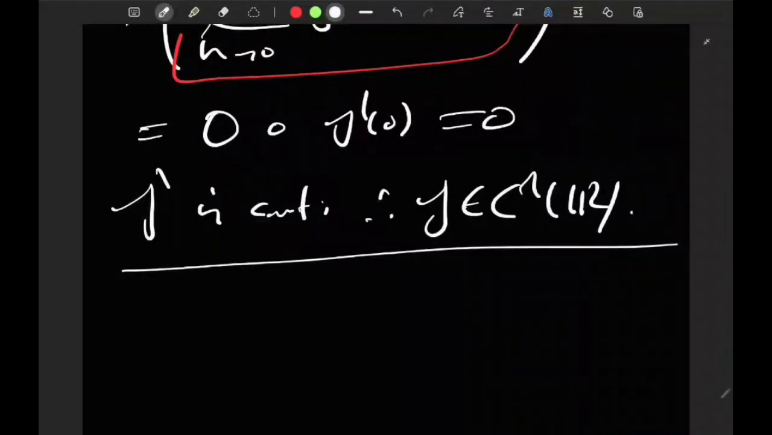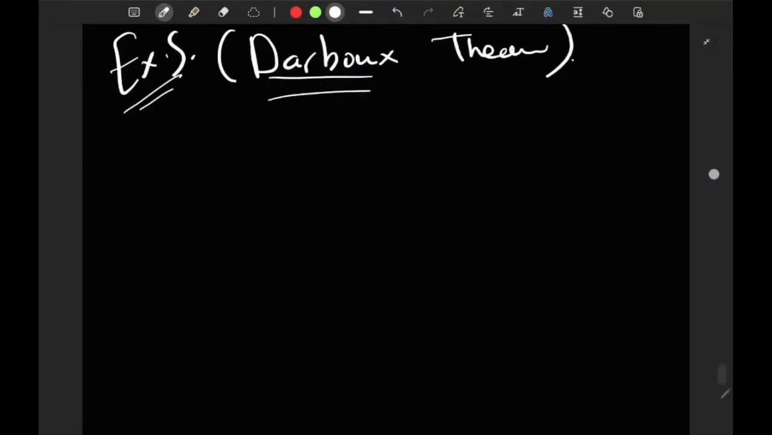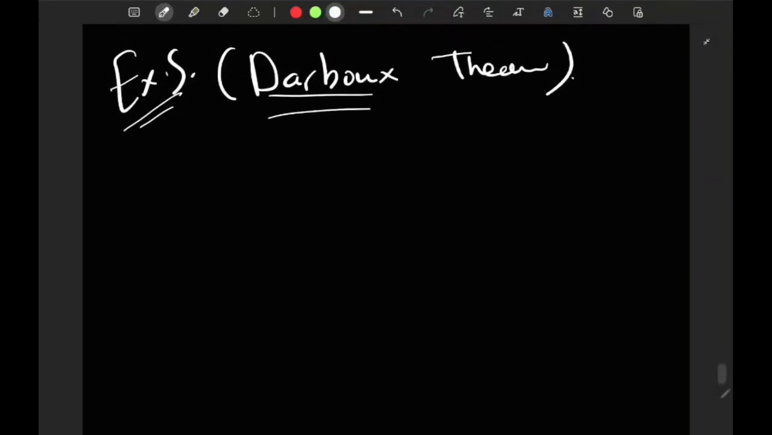Next on our list is what's mentioned here as exercise 5, and this exercise is actually a theorem. It's called Darboux's theorem, after the mathematician Darboux. What does this theorem say? More intuitively, it says that the derivative of a function satisfies the intermediate value property.